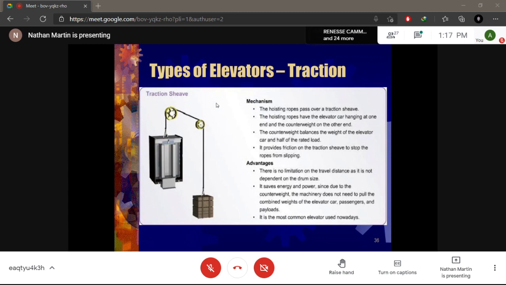Now, the advantage of this type of elevator is that there is no limitation on the travel distance, as it is not dependent on the drum size. It saves energy and power, since due to the counterweight, the machinery does not need to pull the combined weight of the elevator car, passengers, and payload. So even though you see the counterweight, it still has machinery, right? It is the most common elevator used nowadays, right?